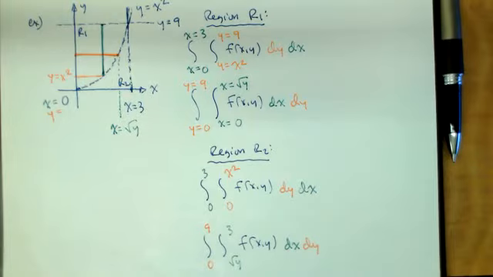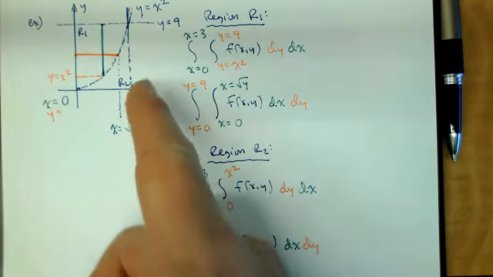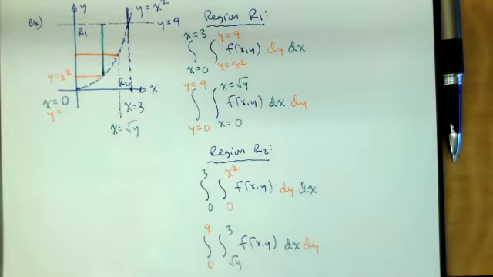Once again, if we integrate the function 1, we'll be integrating 3 minus square root of y, and that will give us the area above the square root and below the line x equals 3.